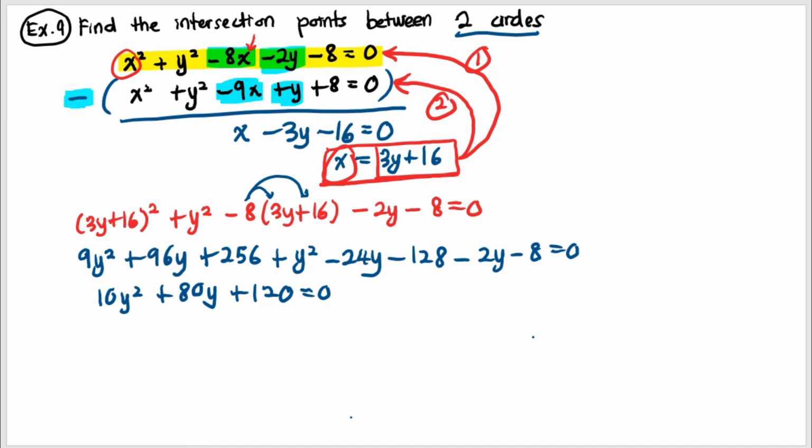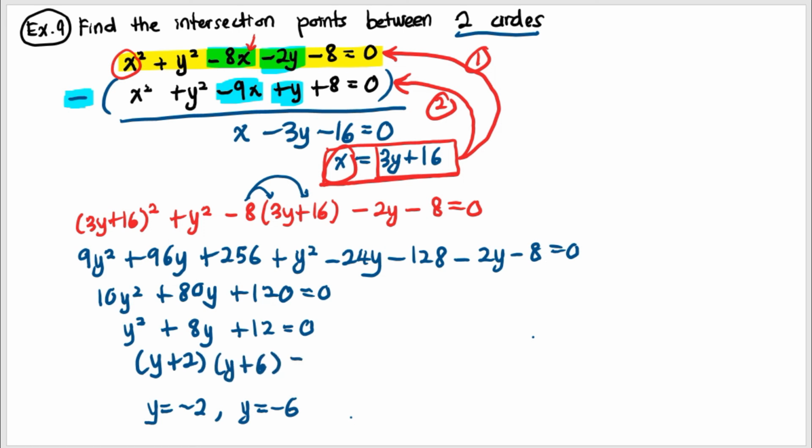We have to simplify this quadratic equation. We can divide every term by 10. Therefore we'll have y squared plus 8y plus 12, which is equal to 0. So we have to solve this quadratic equation. We have y equal to negative 2, another one which is y equal to negative 6, because if we factorize this one, this will become y plus 2, y plus 6, equal to 0.